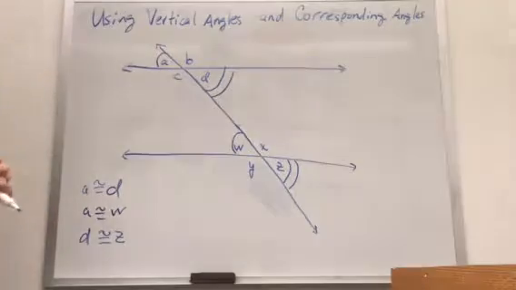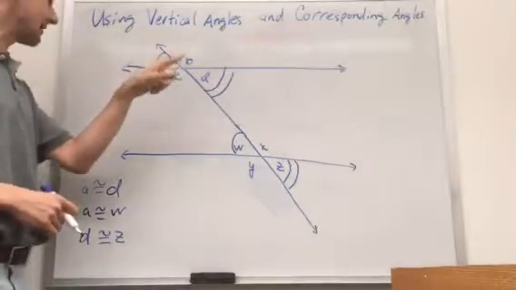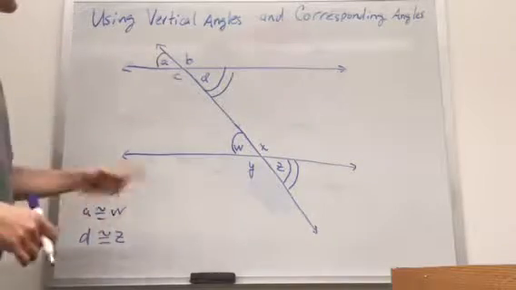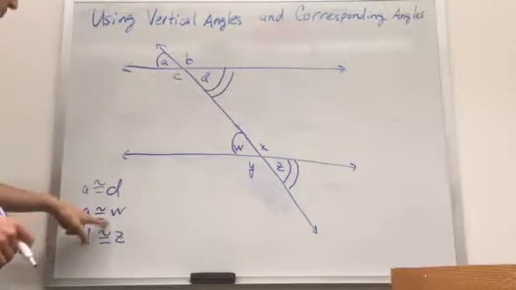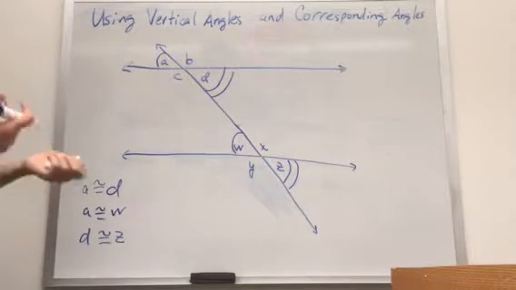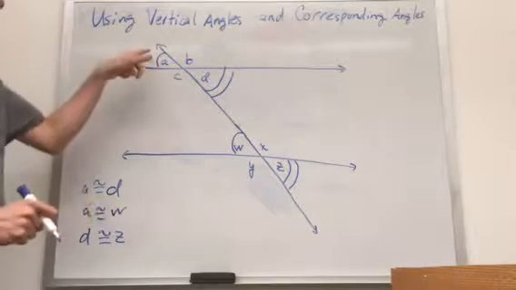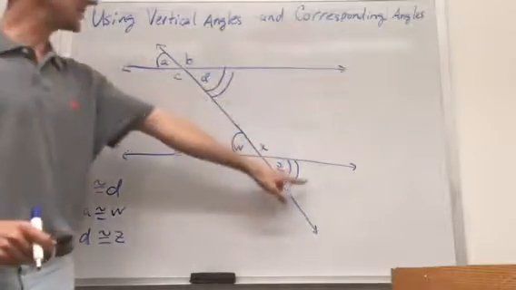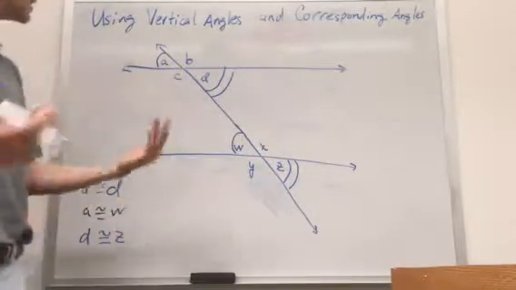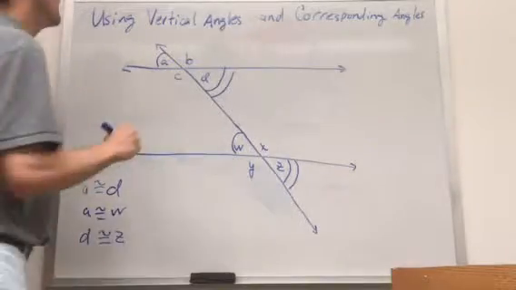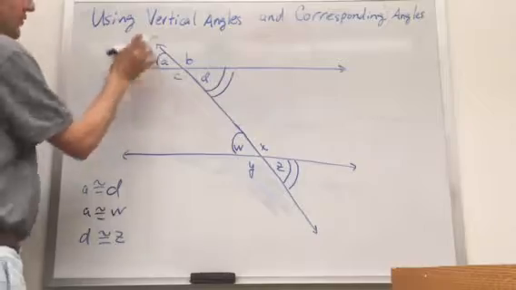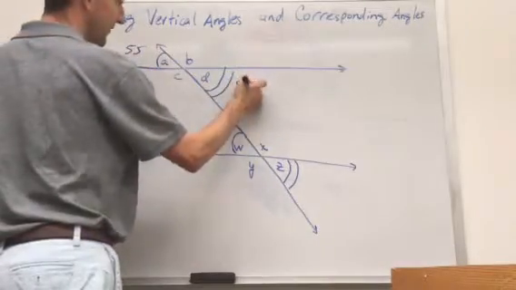Excellent. So, if A is the same as D because of vertical angles, and if A is the same as W because of corresponding angles, what does that mean about the relationship between angle A and angle Z? Are they congruent? Yes. They have the exact same measure. For example, if we said that angle A were 55 degrees, vertical angles would tell us that this is 55 degrees.